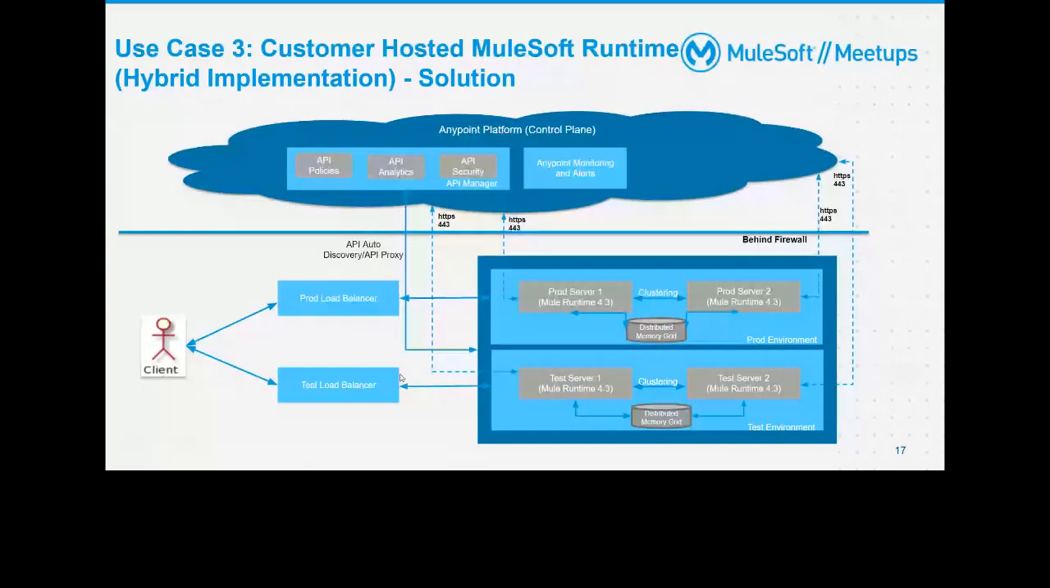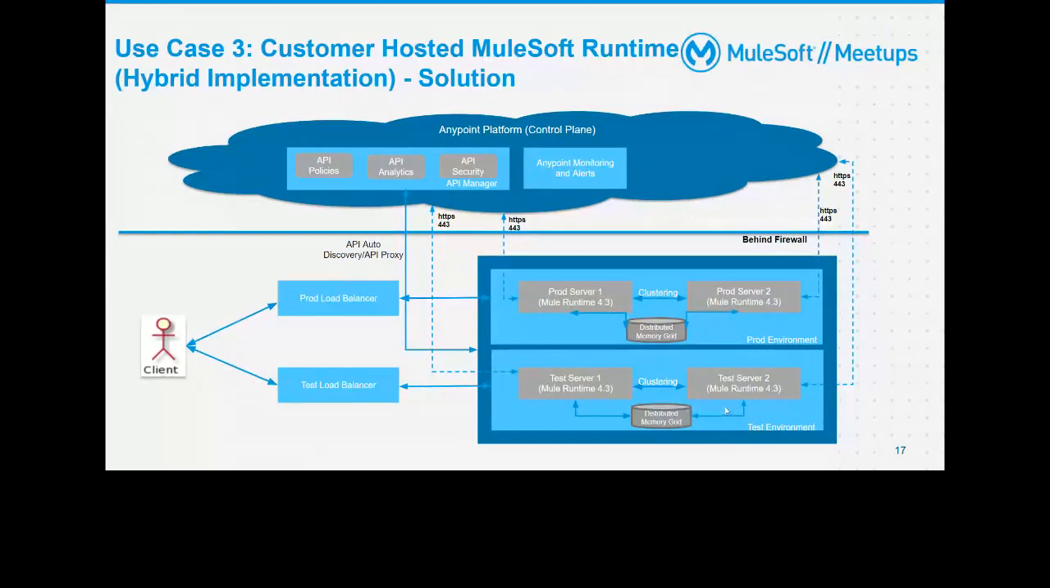So before I move to the solution, this is use case 3, I think. One of the requirements is a financial institution. They have some restriction on going to the cloud. Basically, they cannot do the deployment on the cloud. So what we have suggested is a customer-hosted Mule runtime, where we will have test, dev, and prod environments. In each environment, we can have 2 servers.